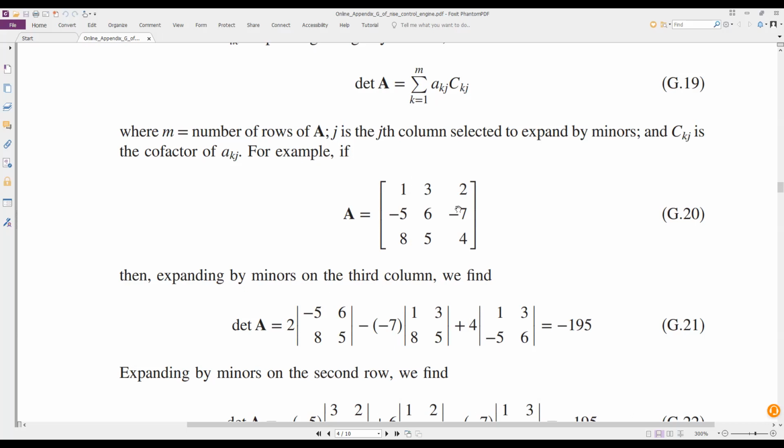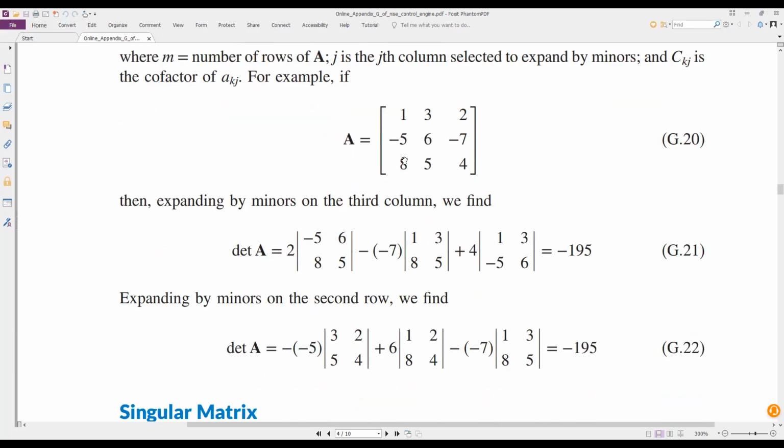Expanding by minors on the third column, we find minors in that third column. So if you take this one, then minus 5, 6, 8, 5. This one minus 7, 1, 3, 8, 5. This one 1, 3 minus 5, 6. If you apply the minor on the third column, then you'll get this. On the second row, if you calculate the minor on the second row, this one, then 3, 2, 5, 4, then 1, 2, 8, 4, then 1, 3, 8, 5, like this.